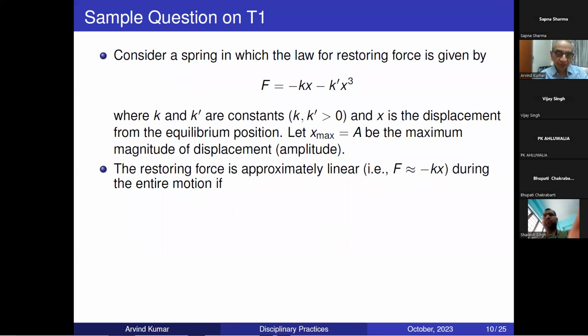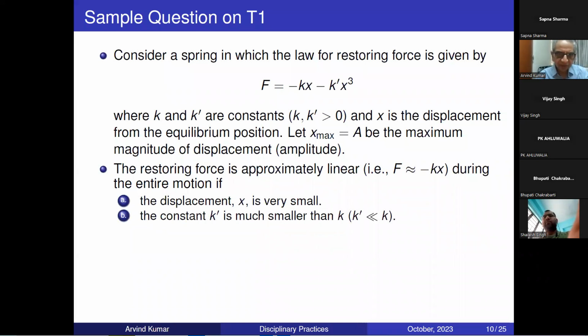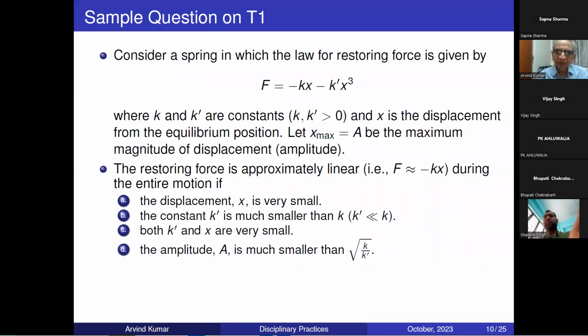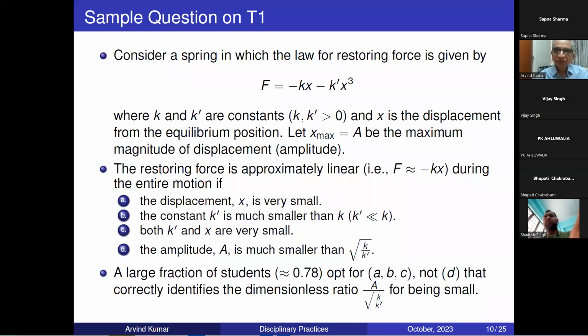Okay. So the question is, restoring force is approximately linear during the entire motion. If the displacement x is small, constant k dash is much smaller than k. Both k dash and x are small. The amplitude a is much smaller than root k. A large fraction of students opt for A, B, C, not B, which correctly identifies the dimensionless ratio.